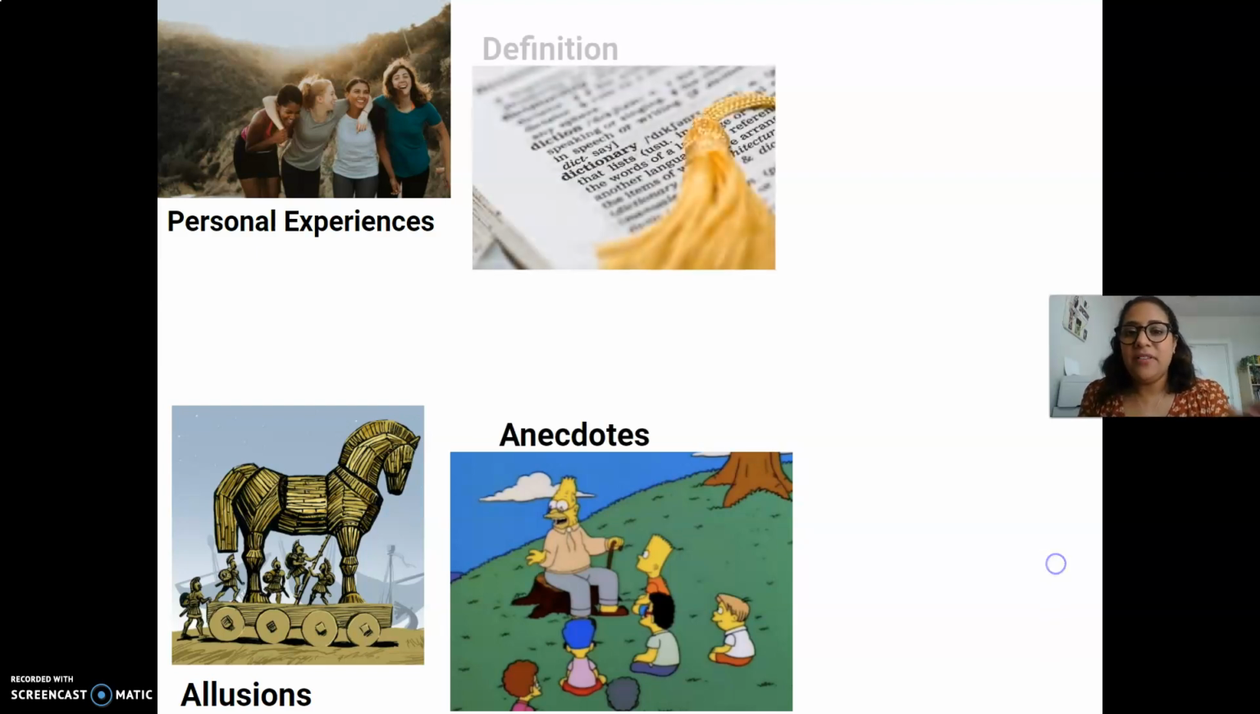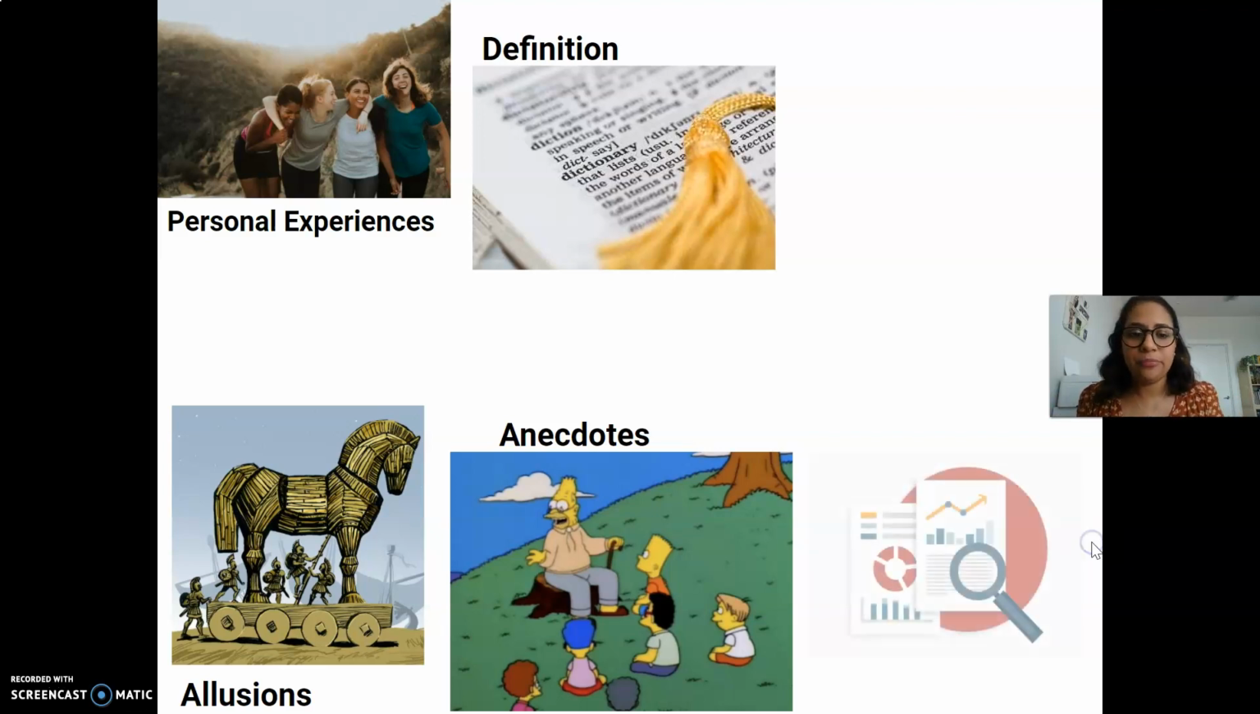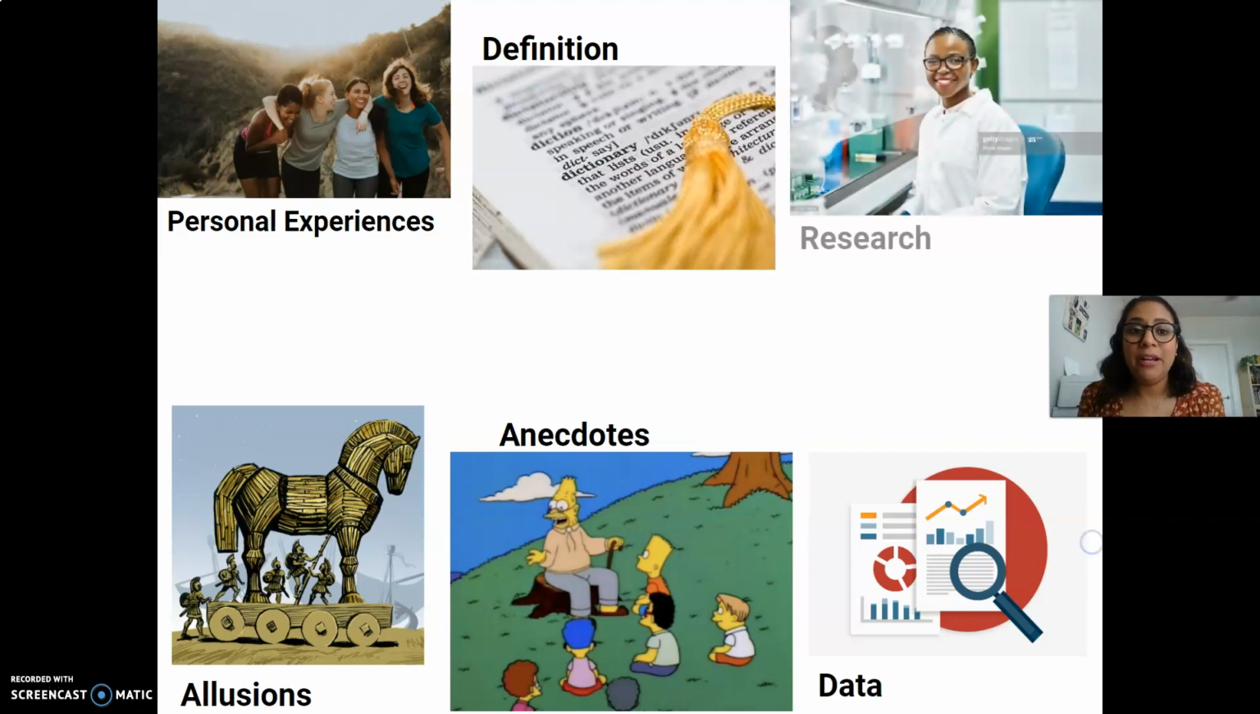The other type of evidence is definition. Sometimes authors will define key words or terms so that you have a better understanding of what they're talking about. Another type of evidence is data, which is made possible by research. They might discuss a researcher or a study conducted by a researcher, and they might share data from that research.